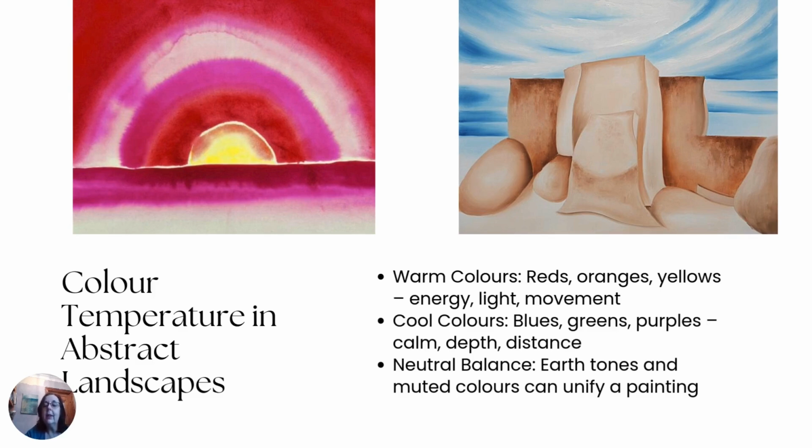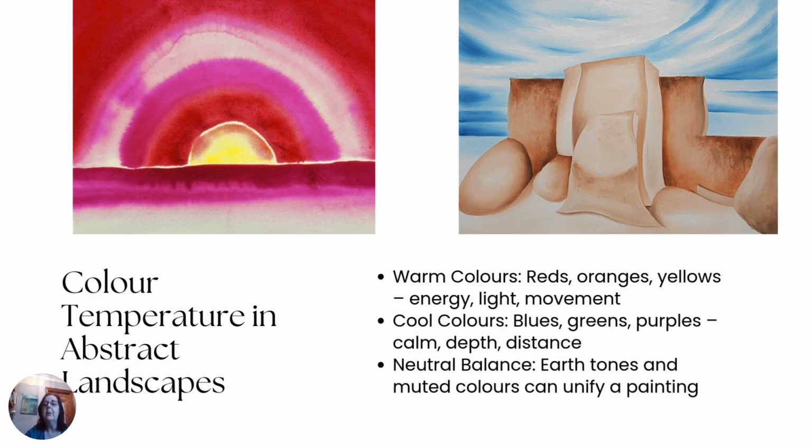A warm painting can incorporate cool undertones to add softness and balance, while a cool painting can contain moments of warmth to create contrast and depth. So when working on your own abstract landscapes, think about how warm and cool colours work together. Ask yourself, is my painting predominantly warm or cool? How can I introduce small touches of the opposite temperature to create harmony? And in the demo I'll be releasing later this month, you'll see me do exactly that.